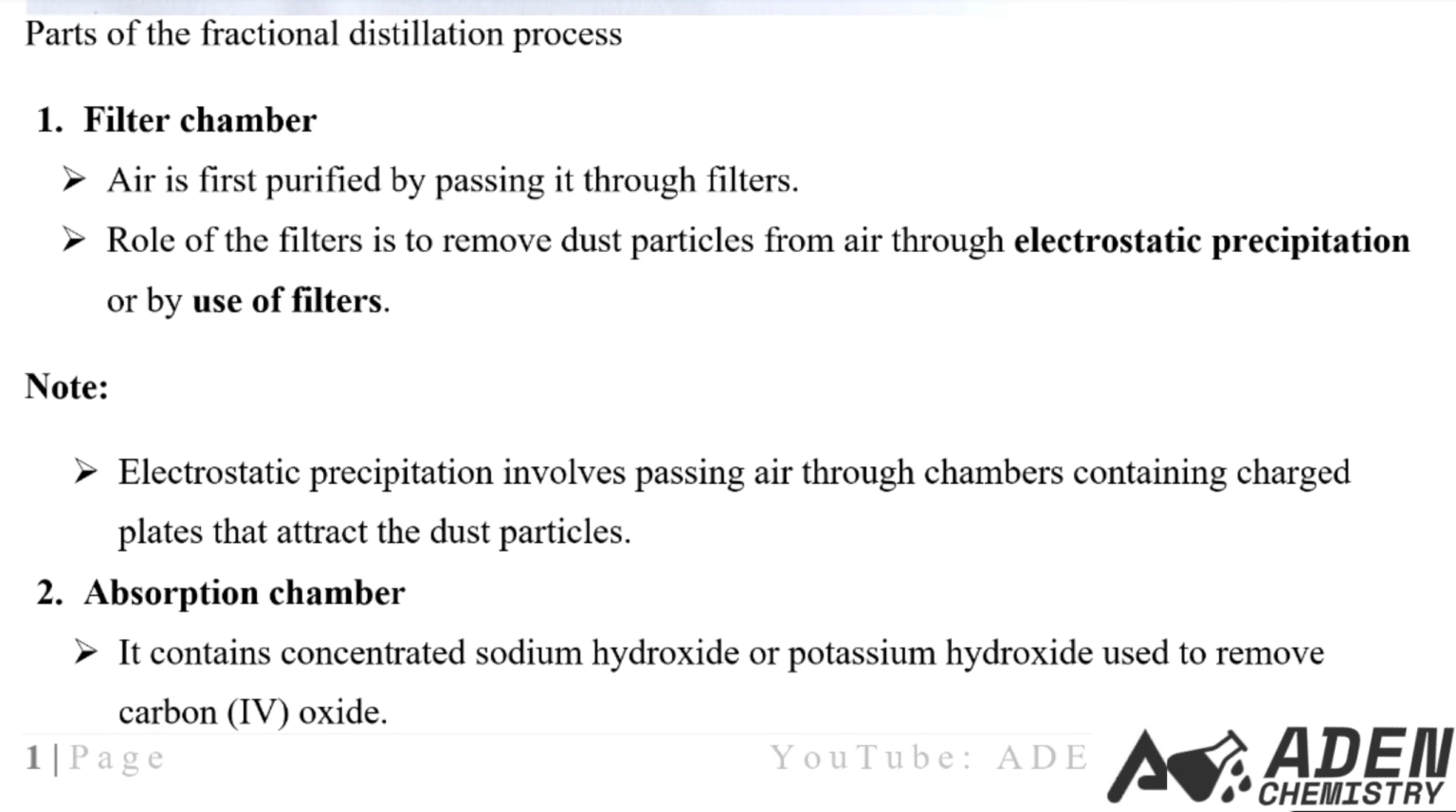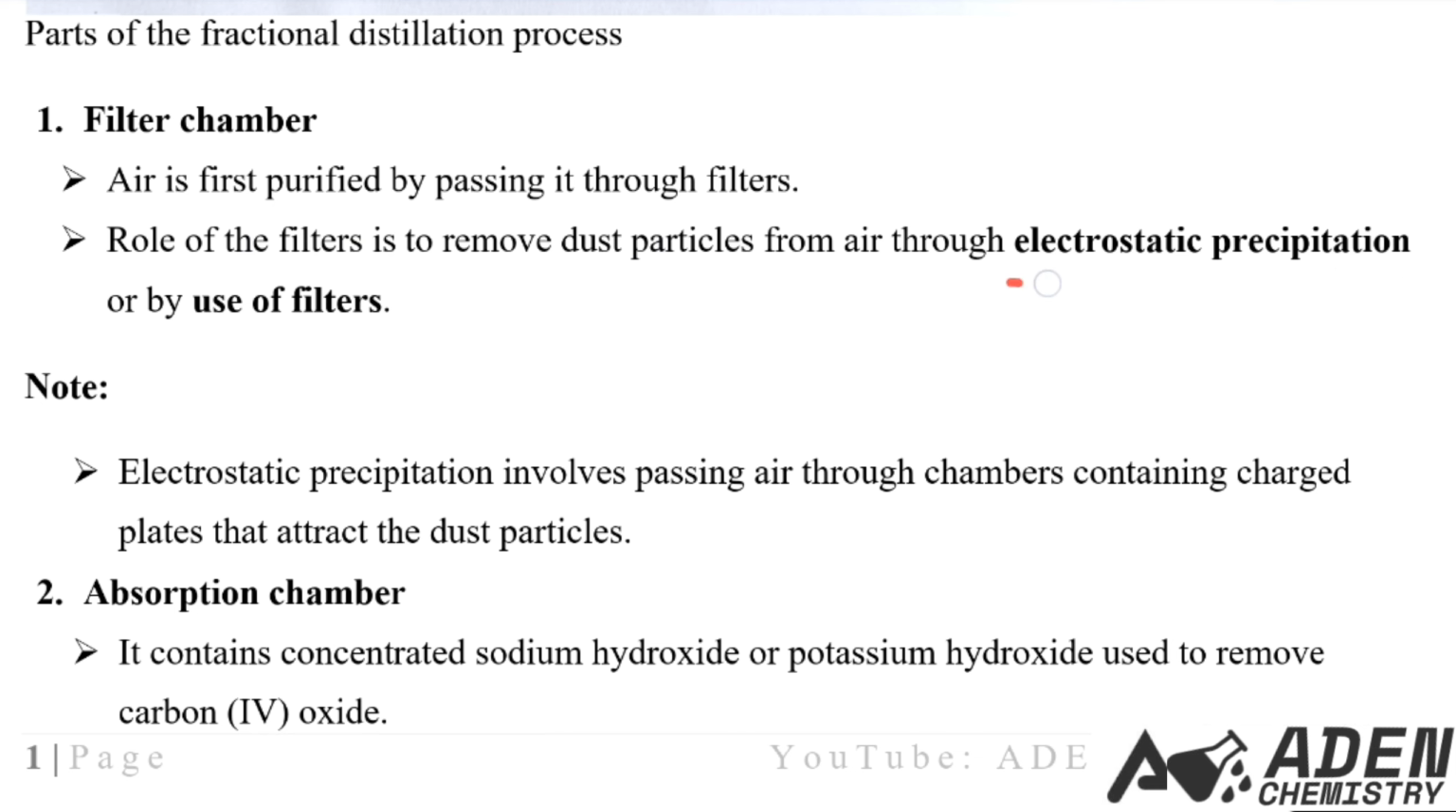We have the parts of the fractional distillation process. The first part is the filter chamber, or filtration chamber. Here air is first purified. How is it purified? By passing it through filters. What is the role of those filters? The role of the filters is to remove dust particles from air through electrostatic precipitation.